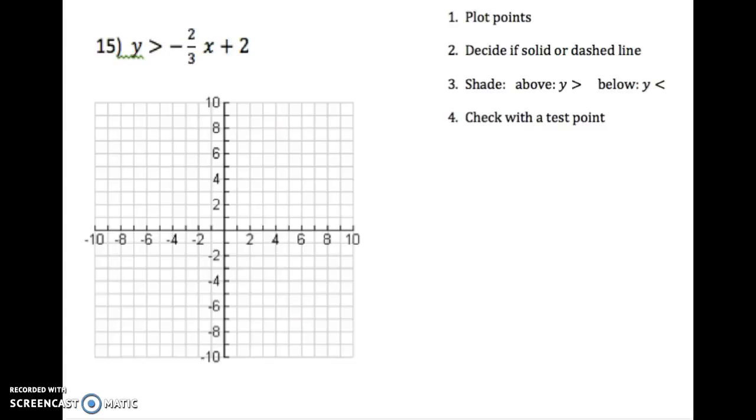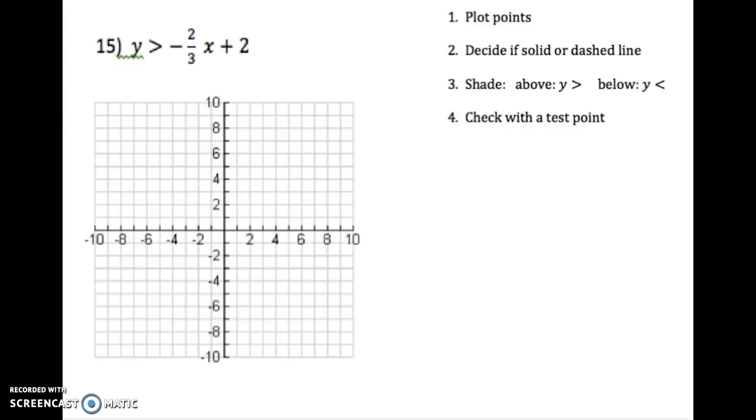Hi there. We're continuing the Algebra 2 Unit 2 test review. Right now we're going to look at problems 15 and 16, graphing the linear inequalities on the axis system. Steps or suggestions are given to the right.